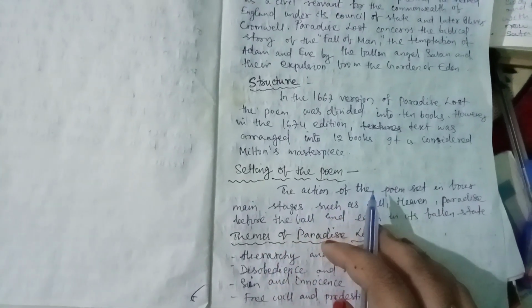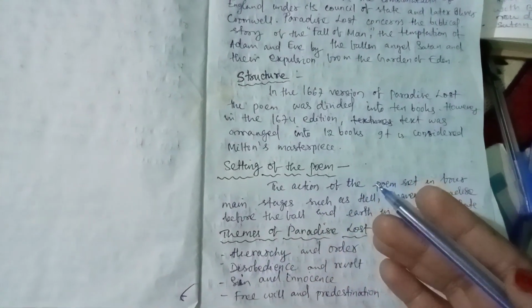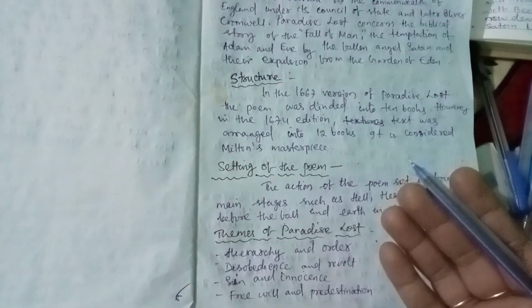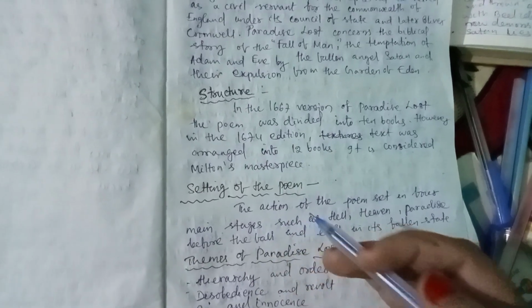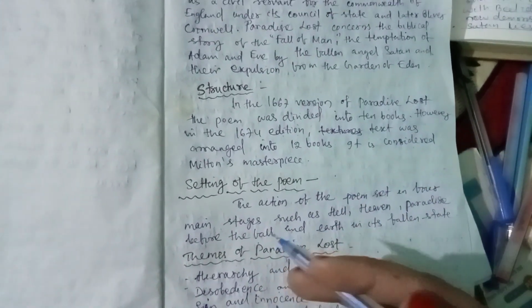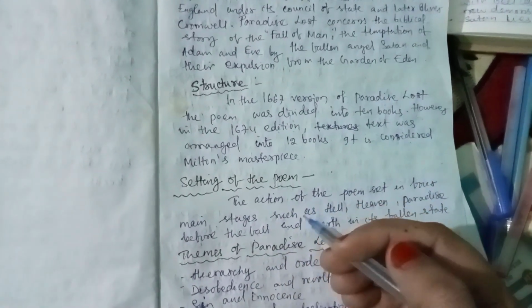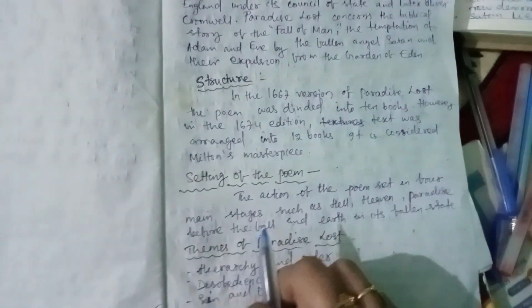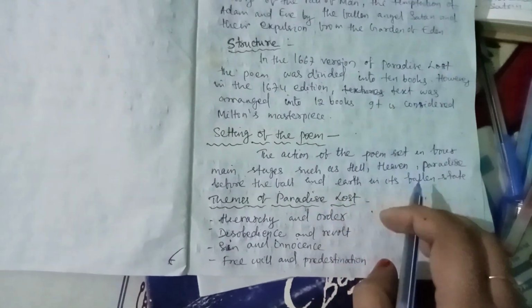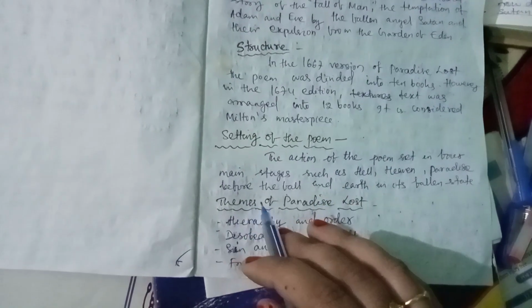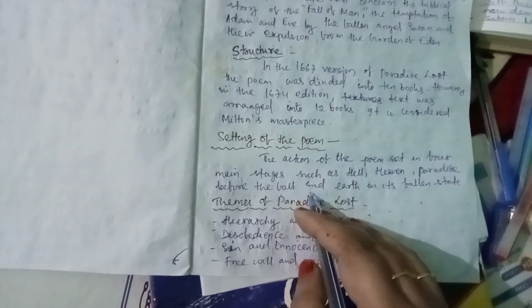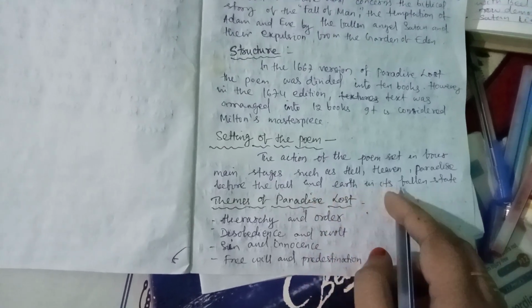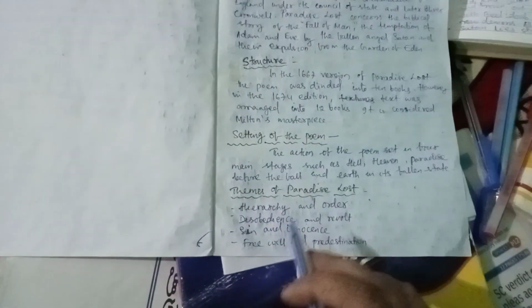Then setting up the poem. You might have read the book Paradise Lost or heard the story or summary, that different settings are there in Paradise Lost. The action of the poem is set in four main stages: hell, heaven, paradise before the fall of angels, and earth in its fallen state.